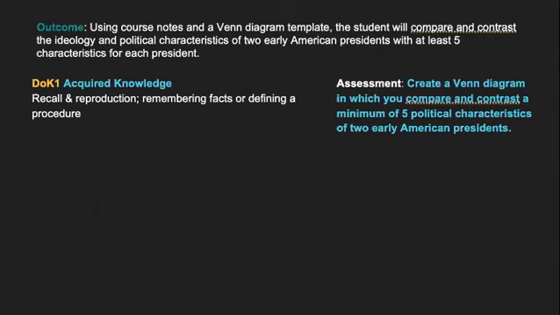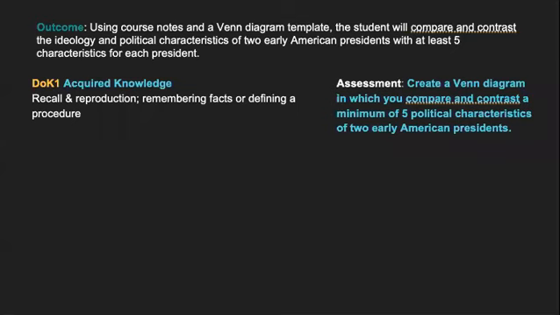So at depth of knowledge 1, the assessment, acquired knowledge, recall and reproduction, remembering facts or defining a procedure, our assessment would basically be that very simple part: create a Venn diagram in which you compare and contrast a minimum of 5 political characteristics of 2 early American presidents. This is the lowest level of complexity for the assessment. We can simply assess the student's ability to recall and organize information. If that's all we want to know that they can do, then we're done.